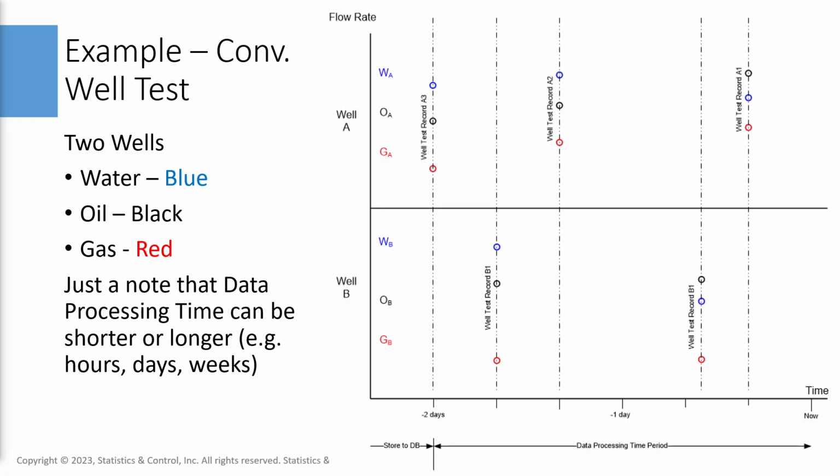So here's just going through a quick example of a virtual well test. We have two wells, well A and well B, and basically in this example you can see that the blue marks are the water flow, the black marks are the oil flow, the red marks are the gas flow. And data processing, these well tests can come infrequently. They can come once a week, once a month, once every 2 months. It doesn't matter. Our data processing time can be shorter or longer as necessary with however many flow tests that are coming in, or well tests that are coming in.